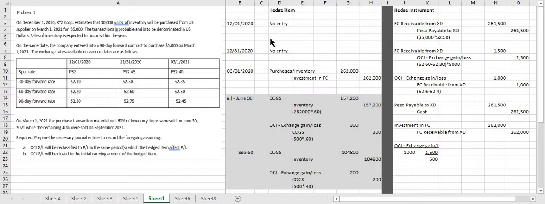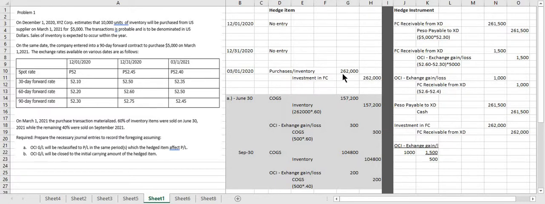Okay, so for the next entry, at the time of the transaction date, that would be on March 1, 2020. Now, sa ating hedge item, syempre, kasi nangyari na yung transaction, so we have to record purchases or inventory. Credit tayo ng investment in foreign currency, kasi nga, it is denominated in foreign currency. Kaya babayaran natin yung supplier ng foreign currency din.